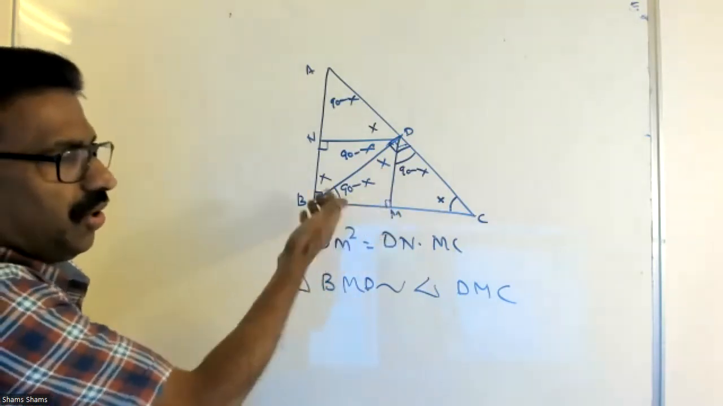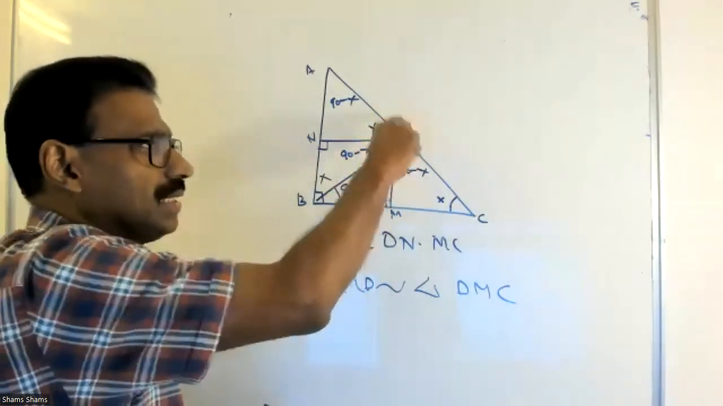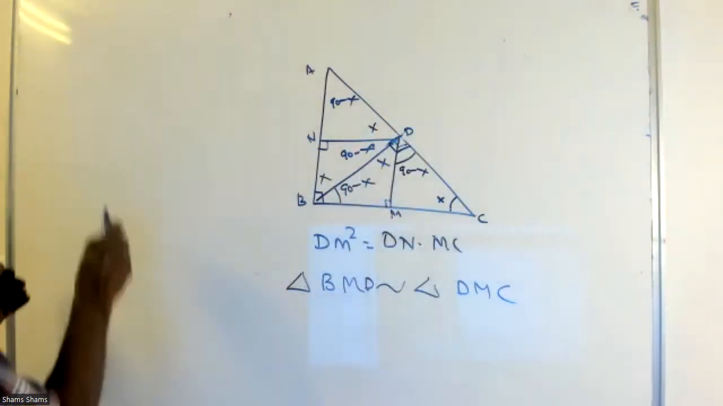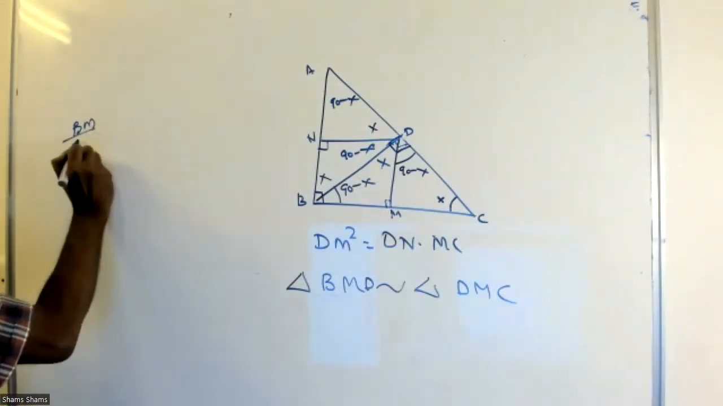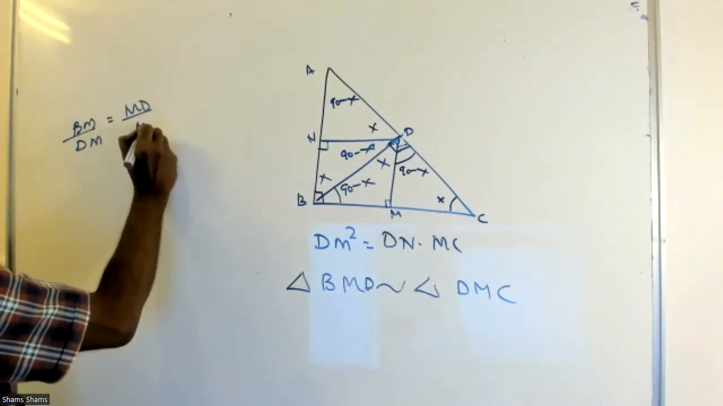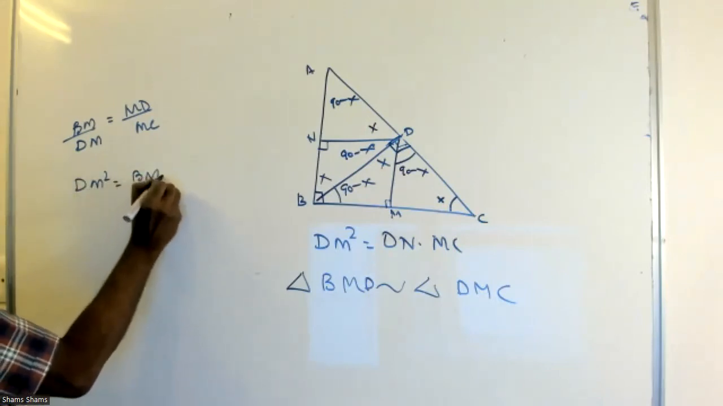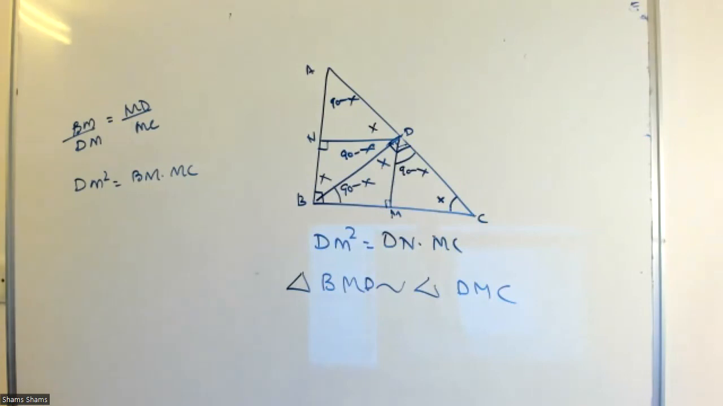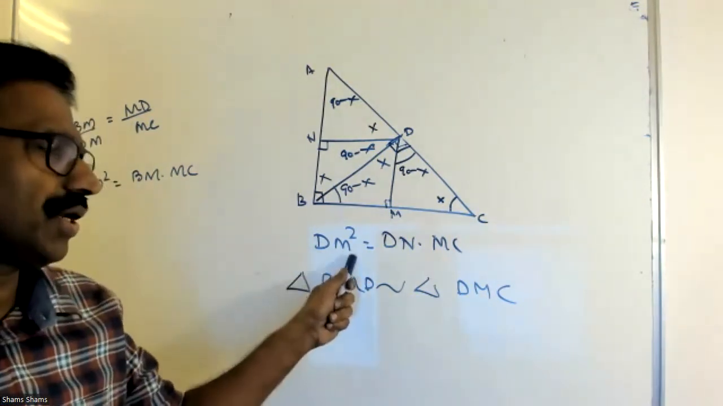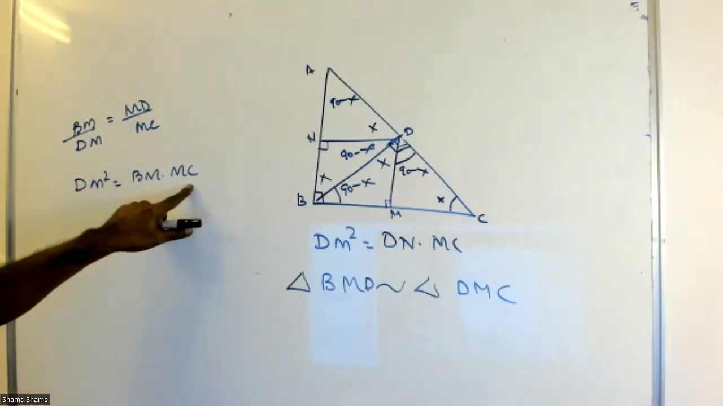See, look at the figure here. You fill in all of this. BMD similar to DMC. So we can write BM divided by DM equal to MD divided by MC. Okay, cross multiply. DM square equal to BM into MC. Okay. Finished now? Our requirement is DM square equal to DN into MC. We have BM into MC. So what will we do?